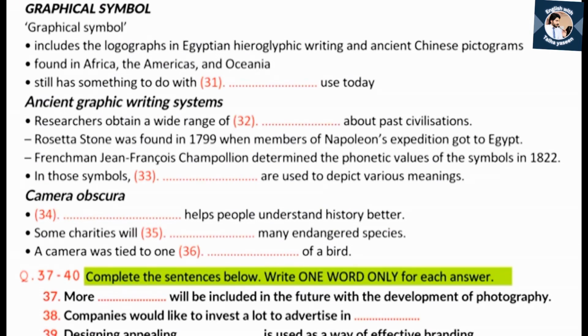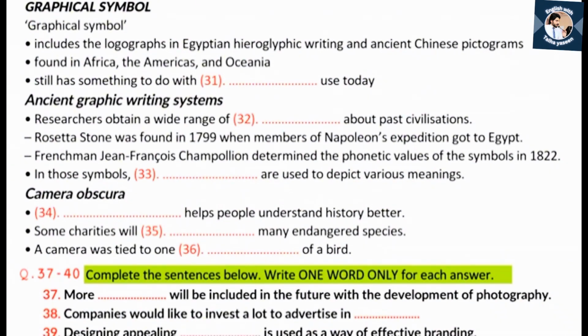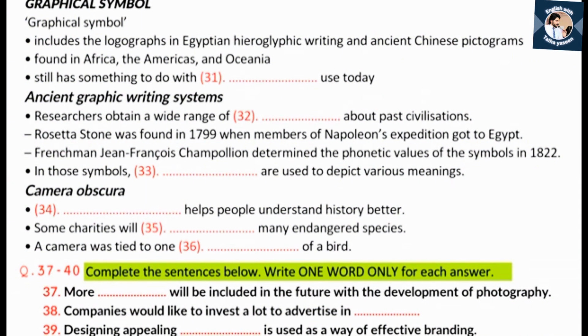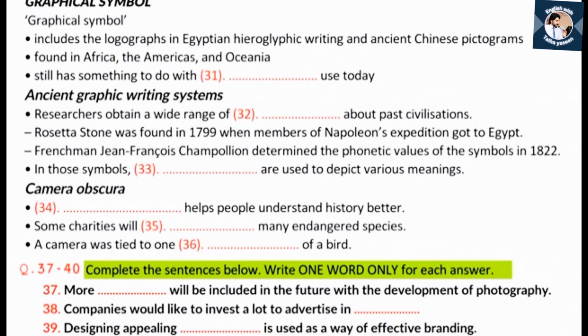He was able to correctly determine the phonetic values of the symbols, and later research has confirmed his findings. In many of these symbols, lines are used to portray a multitude of meanings, and knowledge and understanding of these lines holds the key to comprehension of graphic writing systems. A key moment in the history of communication was the invention of the camera obscura, or camera.